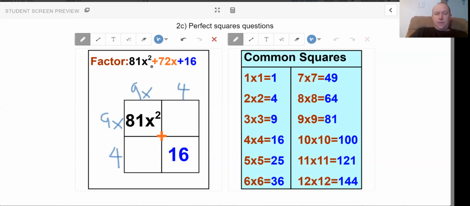Signs are going to be the same. I'm trying to get positive 72, so I know that these are both going to be positive. And you will actually find if you complete the grid here, 9 times 4 is 36. You do actually indeed get 72x, so I know that this is the correct answer.